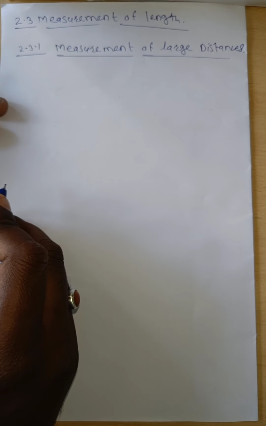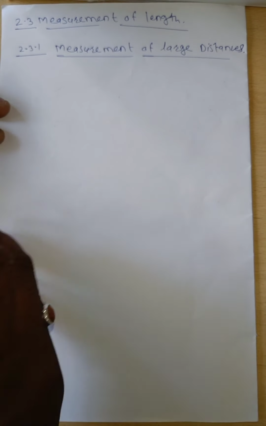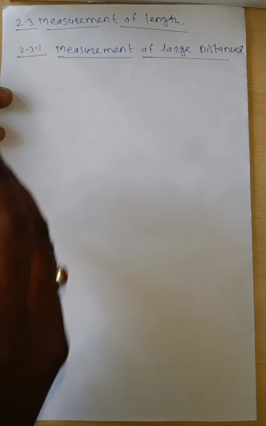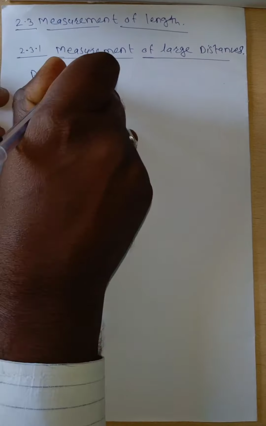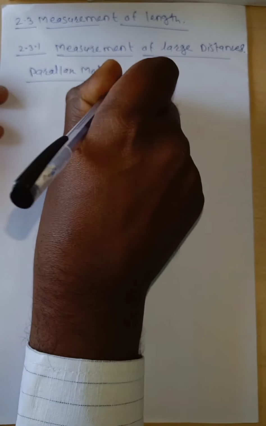To measure large distances, the scale is insufficient. With the help of a scale, it is insufficient to measure large distances. For that purpose, there is one indirect method. That indirect method is known as the parallax method. What is the parallax method?